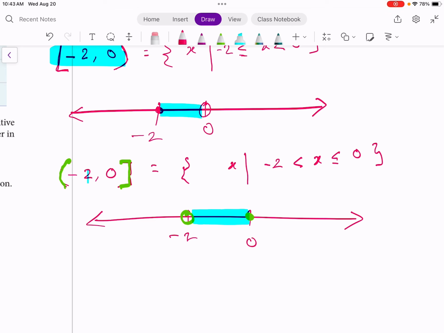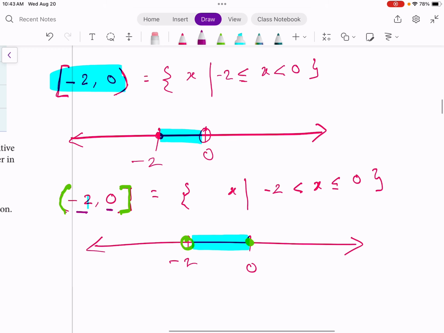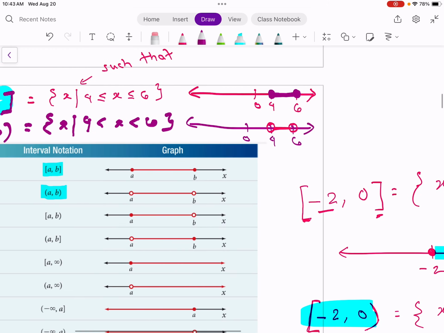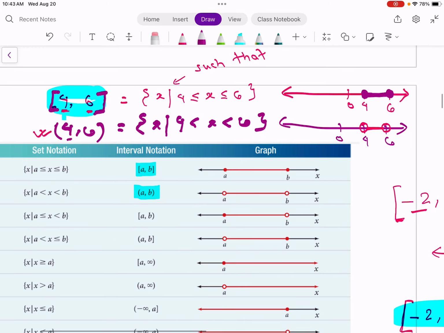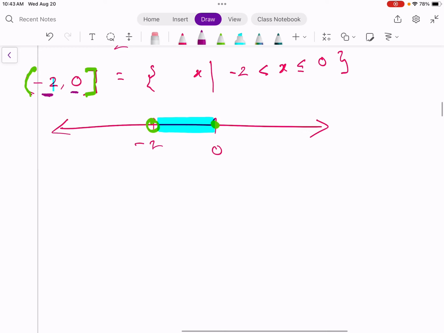And when you write an interval, you always have your small number on the left and a big number on the right. So if we go back to our example, we have -2, 0. So -2 is small, 0 is big. And if we go to our previous example, we have 4 small, 6 big. Every time you write your small number on the left and big number on the right.